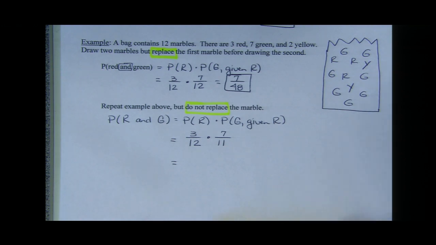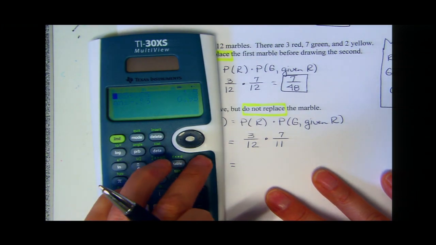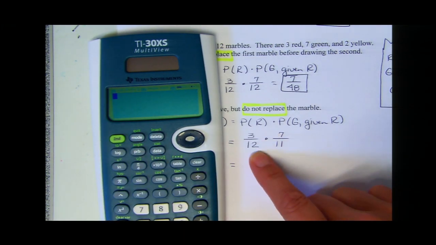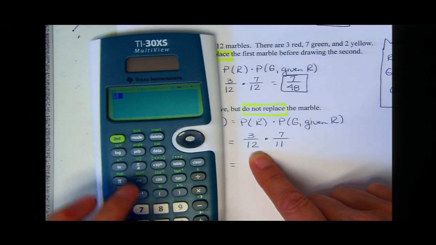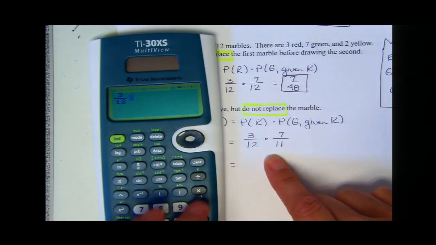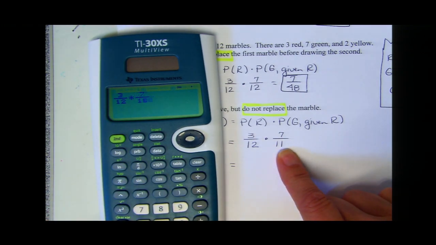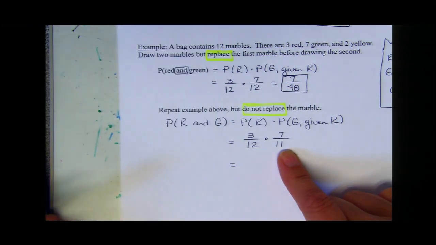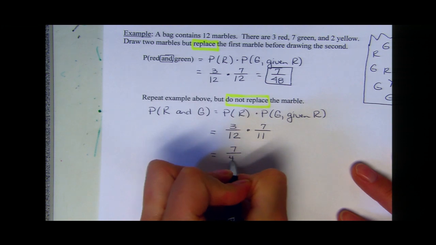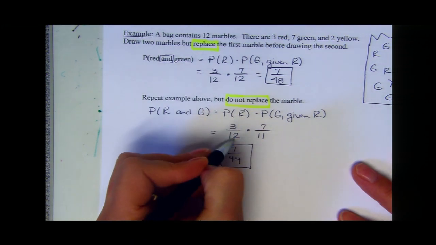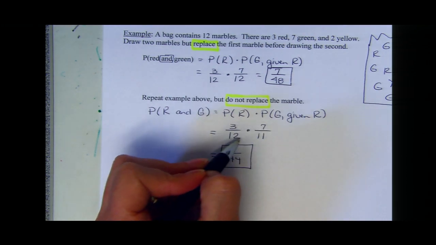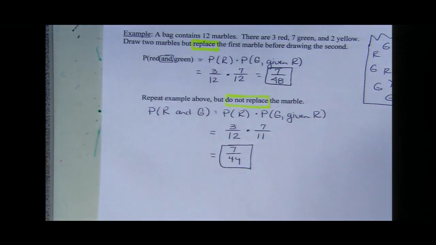So when you do that multiplication and then reduce, let's see, I'm going to do it on my calculator. I have it, but I want to make sure it's correct. So I have 3 over 12, which I know is 1/4, times 7 over 11. And I get 7 over 44, which makes sense because 3/12 is 1/4. So 1 times 7 is 7, 4 times 11 is 44. All right, so there is using sometimes the and, sometimes the or.